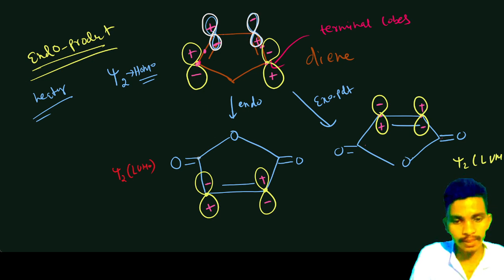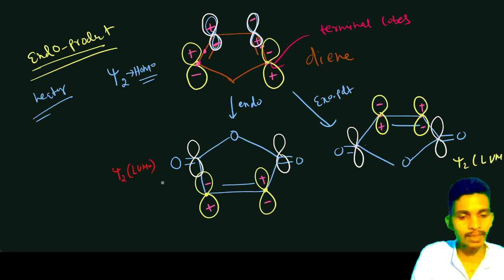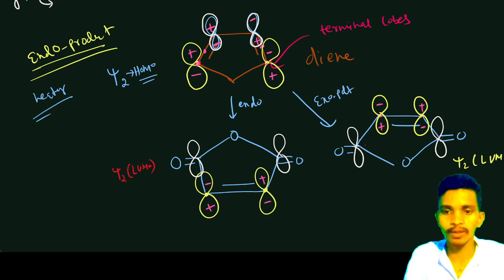These are the secondary interactions. Okay, these are where the bond is actually not forming. And the yellow lobes that I mentioned show where the bond is actually formed.